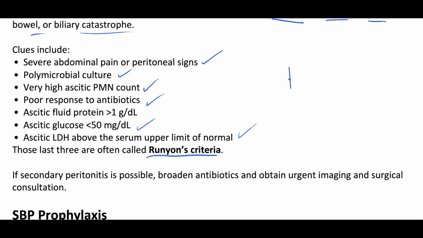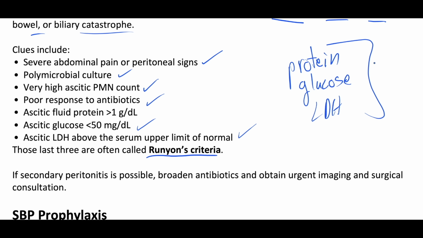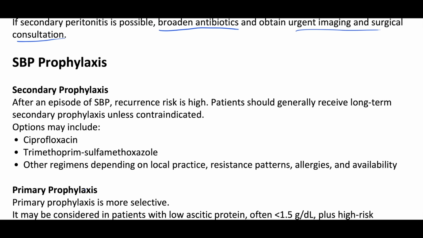R-U-N-Y-O-N-S, which is protein, ascitic glucose, and ascitic LDH. And you can calculate this to help you risk stratify for secondary peritonitis rather than primary, so don't be shy. You can find the full score online, I'm sure. These patients, if they do have secondary peritonitis, they need broader antibiotics and urgent imaging with surgical consultation, right? So again, we're not going to do any more deep dive on secondary peritonitis, but just wanted to shout out that it exists. Back to spontaneous peritonitis.